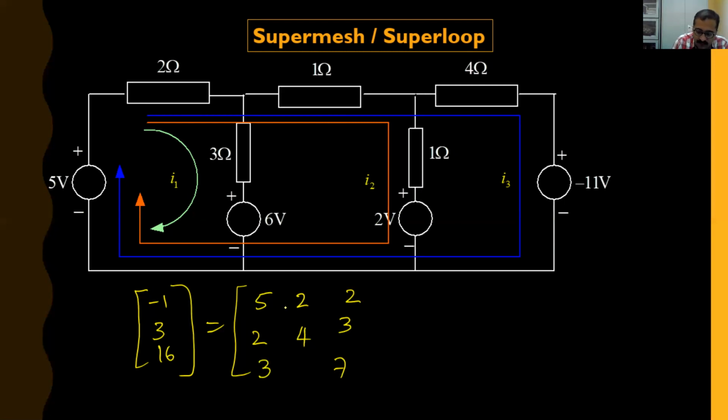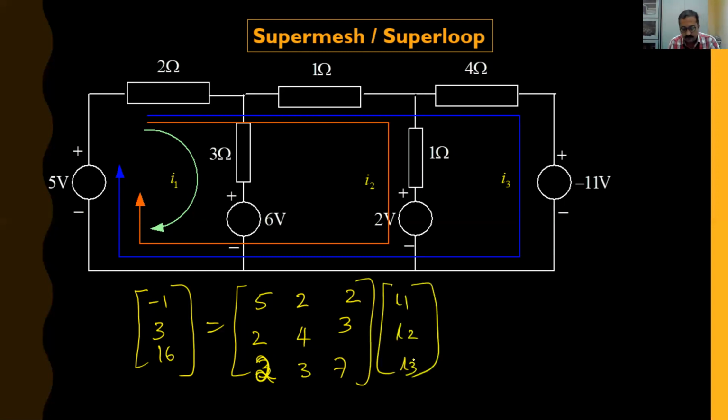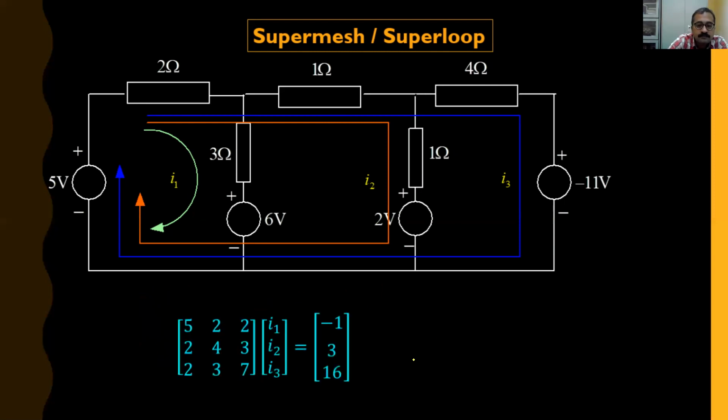And this becomes common to 1 and 3. 1 and 3 means 2 only. Okay, 2. And common to 2 and 3, you will get 3, into I1, I2, I3. Okay. Now you can solve for I1, I2, I3.